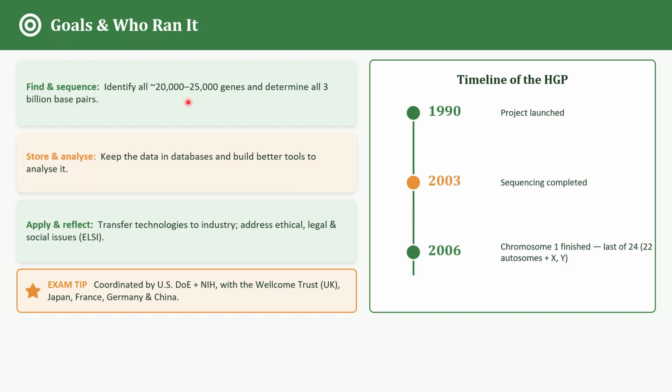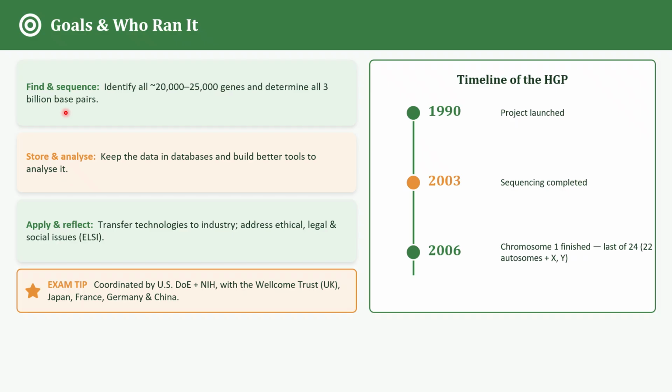Next is to determine the DNA sequence. The project aimed to determine the sequence of approximately 3 billion base pairs. How much? 3 billion base pairs that make up the human DNA. We already know the nitrogenous bases present in DNA, A, T, G, C: adenine, thymine, guanine, cytosine. The order of these bases carries the genetic information.